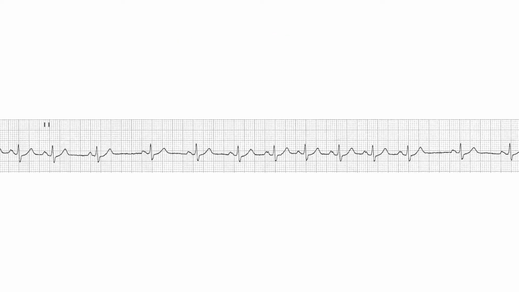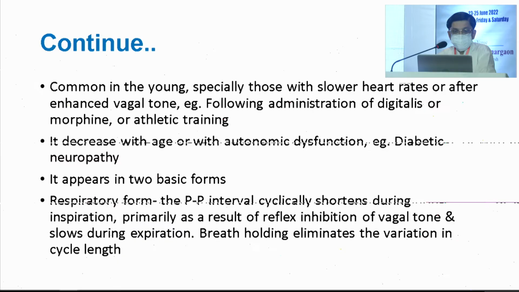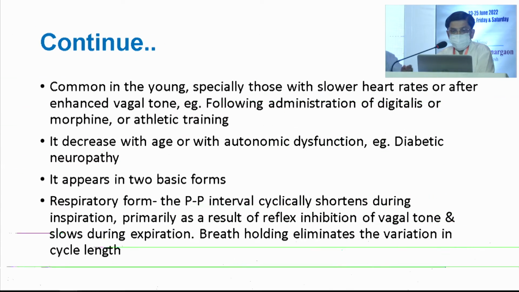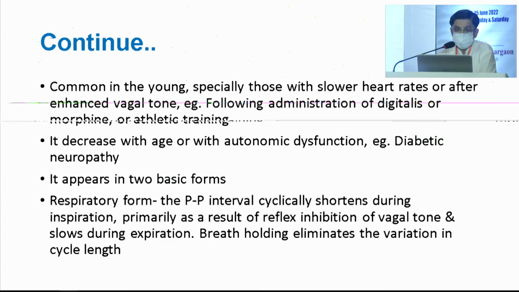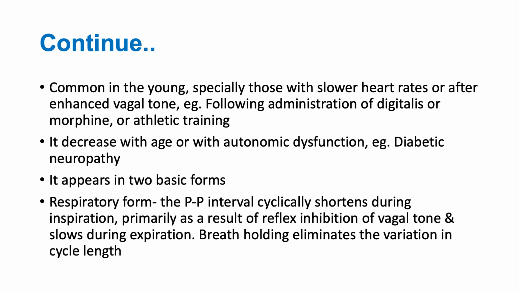This is one strip of ECG showing an increase in QRS complex rate and some decrease in QRS complex rate. This indicates intact vagal tone. It is common in the young, especially those with slower heart rates and after enhanced vagal tone, for example following administration of digitalis, morphine or athletic training. It decreases with age or with autonomic dysfunction, that is, diabetic neuropathy.